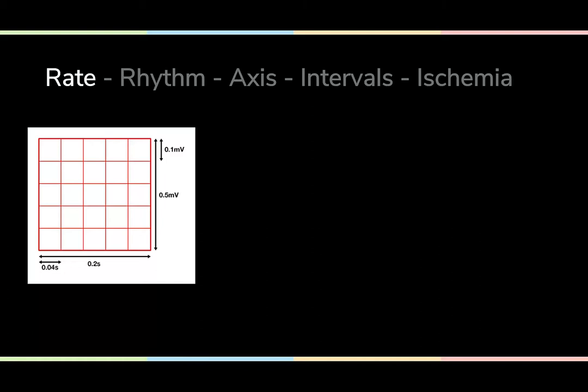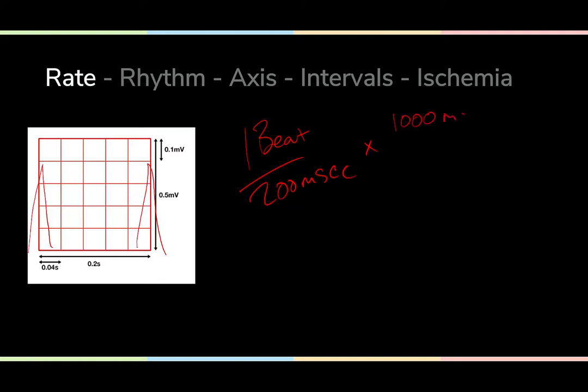So pretend that there is a QRS complex on this first large box and also another one on the second large box. Let's see what the rate would be if we had a beat every 200 milliseconds. So one beat every 200 milliseconds. How many milliseconds are in a second? There are 1,000 milliseconds. Very good.